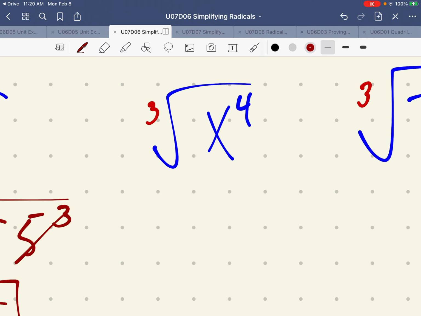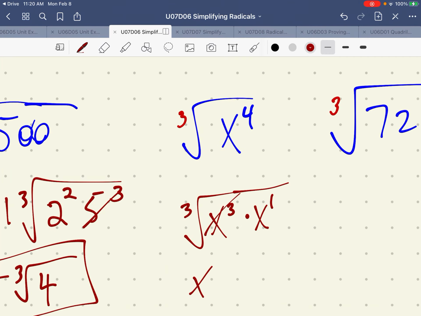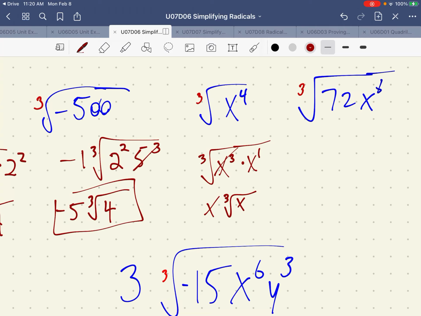Same thing happens with the variables. This would become the cubic root of x to the 3rd times x to the 1st. The x to the 3rd will come out as an x, and we get x times the cubic root of x. And that's because the x to the 1st could not come out because it didn't have enough copies of itself.